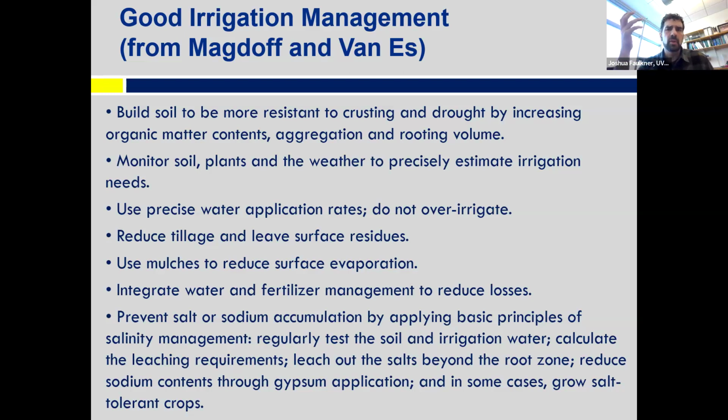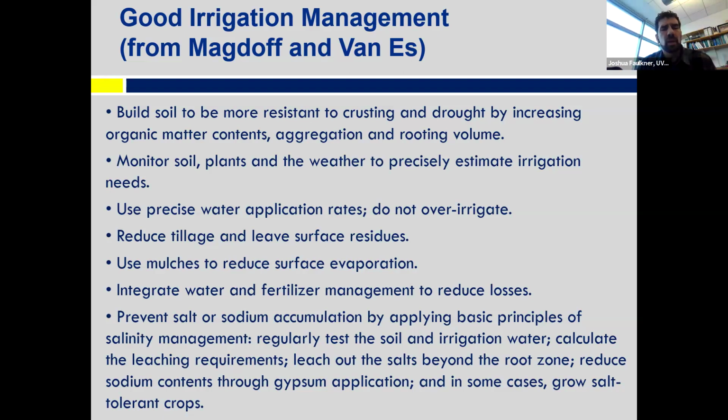Prevent salt or sodium accumulation by applying basic principles of salinity management. Testing soils. This is really not an issue in Vermont. Salinity really becomes an issue in irrigated regions that don't receive a lot of rainfall outside of the growing season. And what happens in Vermont is if we do have salinity buildup from irrigation for some reason or another, it all leaches out during the winter time because we receive quite a bit of off-season rainfall and percolation.